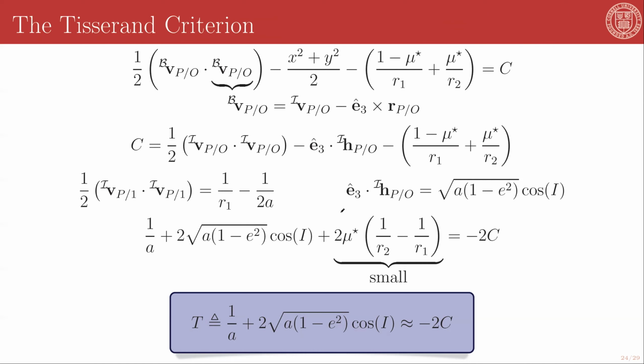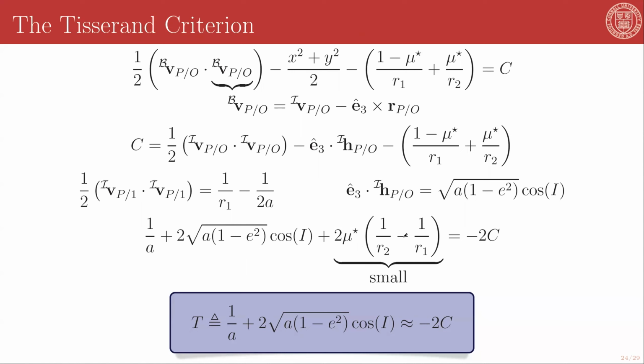If we rewrite these in terms of the orbital elements of the body, we find that this first term has to equal 1 over the distance of the body from the first of the two primary masses minus 1 over twice its semi-major axis. And this term, E3 dotted into H, will equal the square root of the object's semi-major axis times 1 minus the eccentricity squared times the cosine of its inclination with respect to the orbital plane of the two primaries. So we can write an expression for negative 2C that is equal to 1 over a plus twice the square root of a times (1 minus e squared) cosine i, plus 2 times the mu star parameter of the three-body system times the quantity 1 over r2 minus 1 over r1.